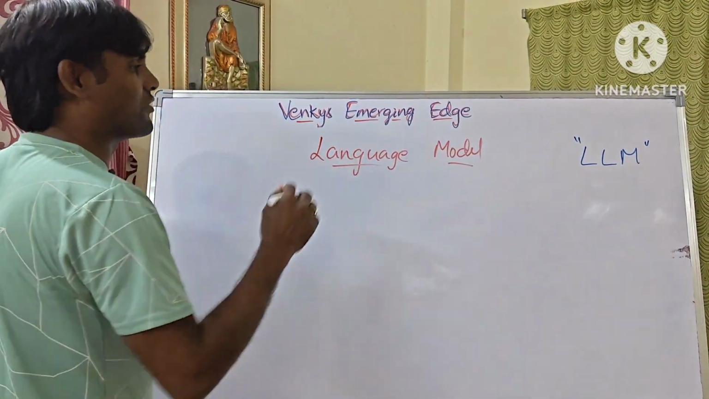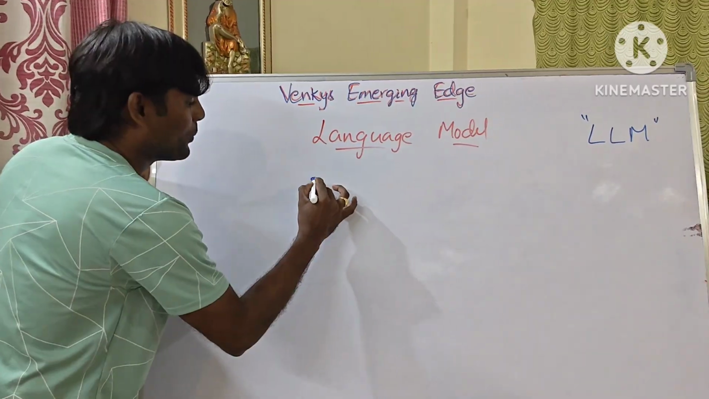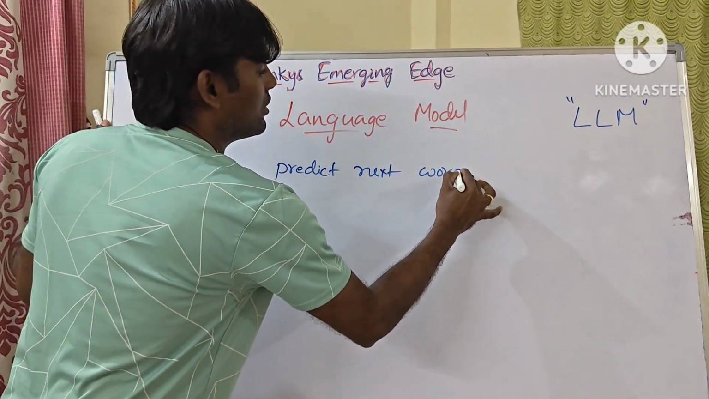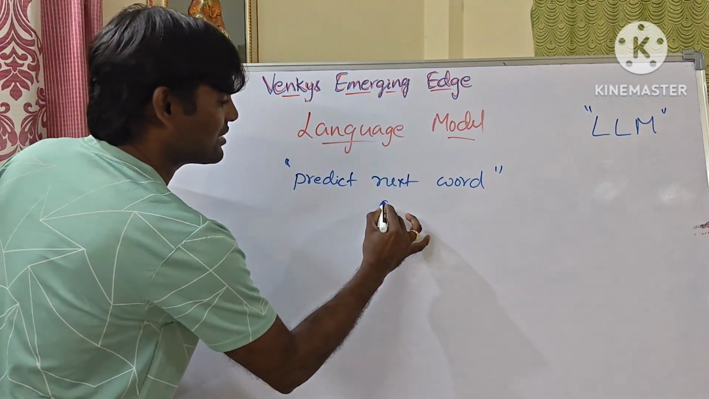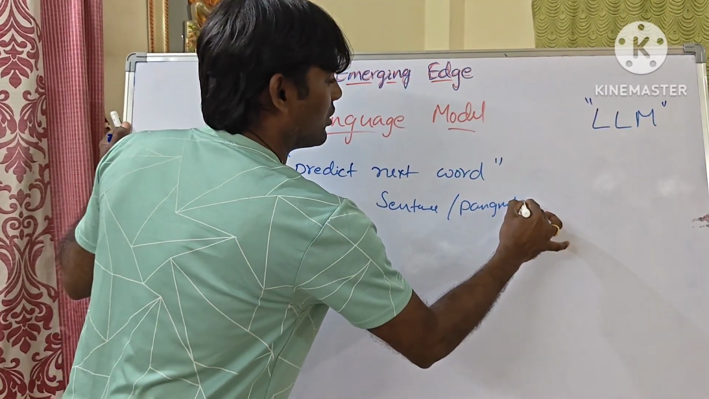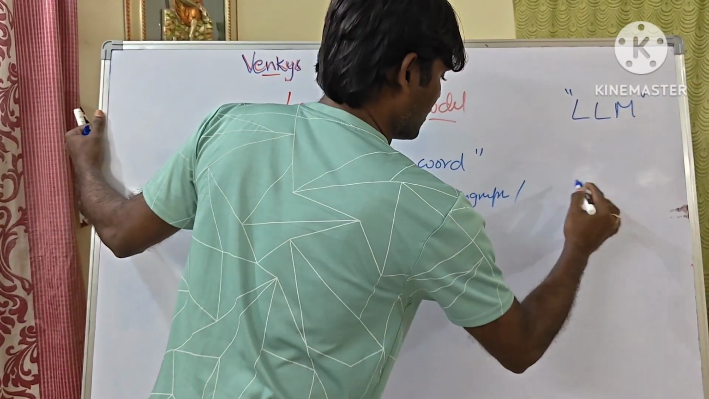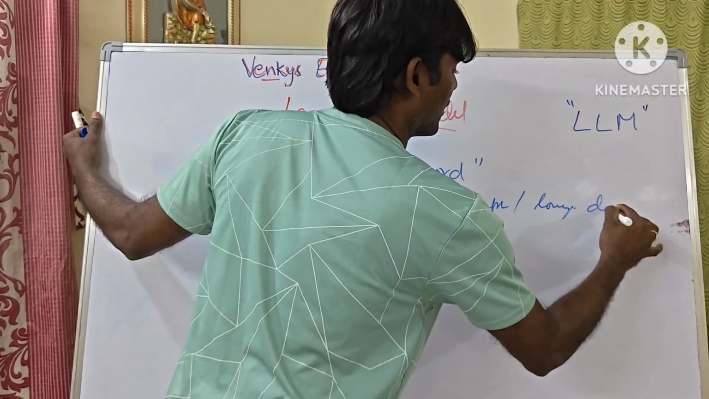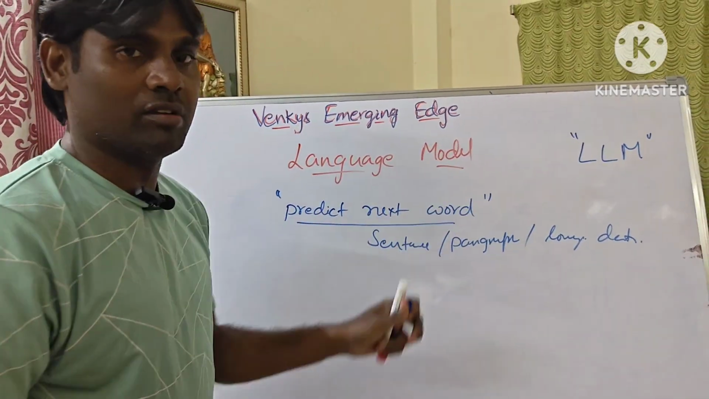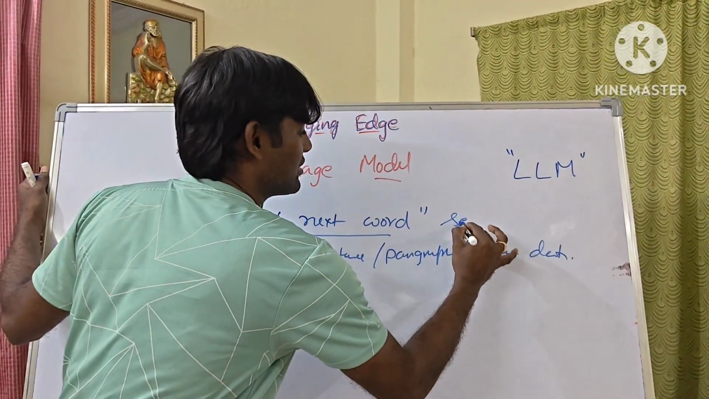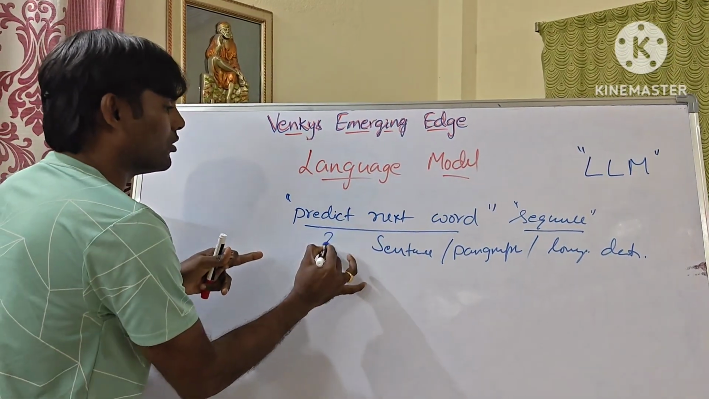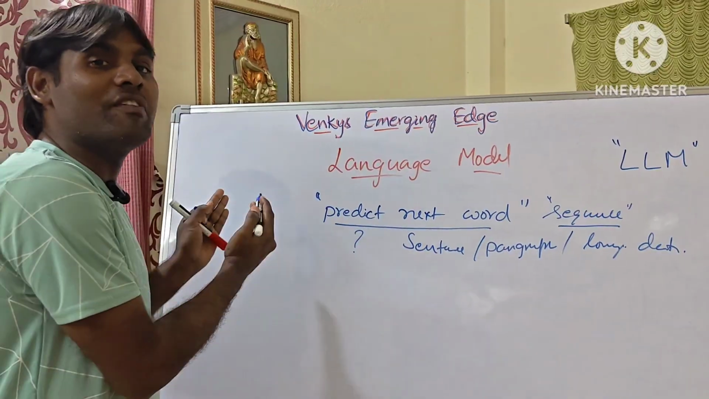First of all, what is language model? The language model means to predict the next word in a given sentence, a paragraph, or any long data. So it is a language model. It predicts the next word in a given sequence manner. This is also very important. So how can we predict the next word? Based on previous data.